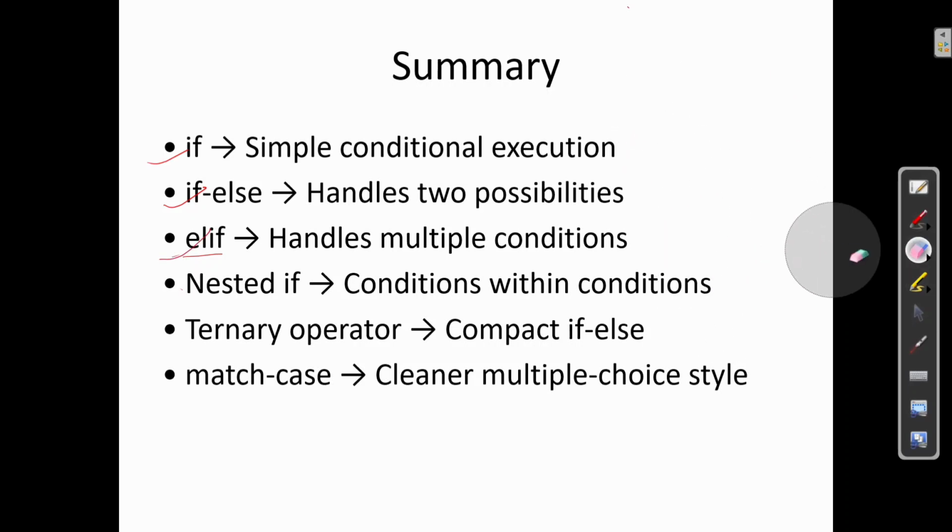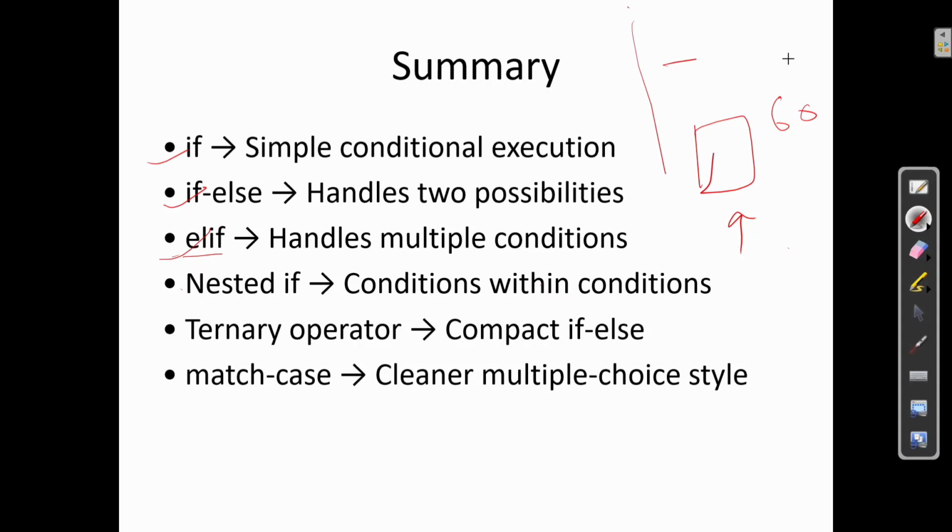Now the next one is nested condition. A nested condition is nothing but a condition inside another condition. Let me tell you one example: an uncle is going to a store. Now the uncle is a regular customer of this store. So the shopkeeper will check whether his age is less than 60 or greater than 60. Whether he is greater than 60 or less than 60, the discount will be based on these two conditions.